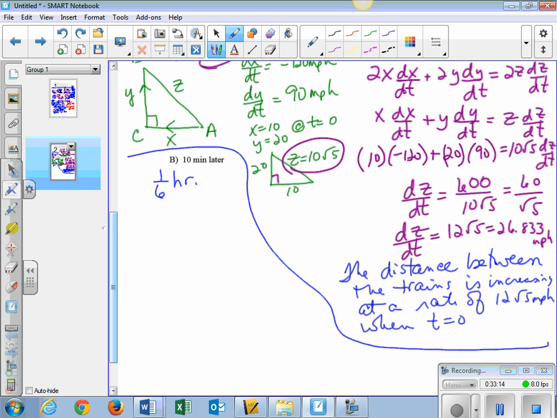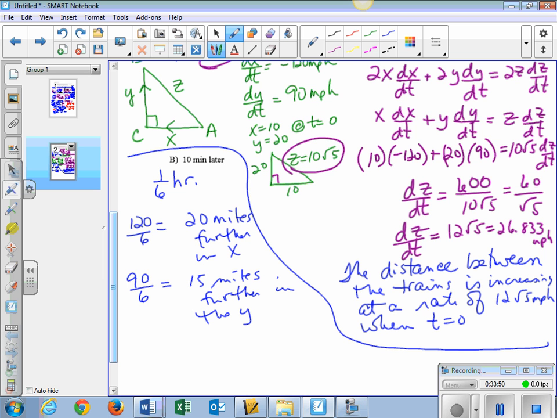So how much further has everything traveled? Okay, so let's think about this. In the x direction, I'm going 120 miles per hour. So if I do 120 divided by 6, in 10 minutes I've gone 20 miles further in the x direction. Okay? If I take my 90 divided by 6, that's 15 miles further in the y direction. Okay?